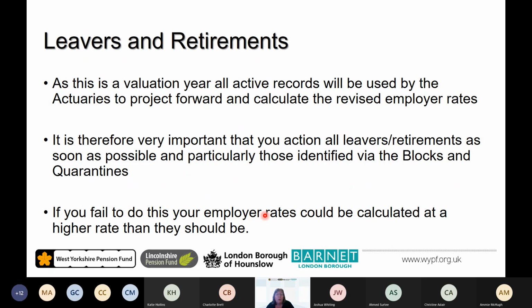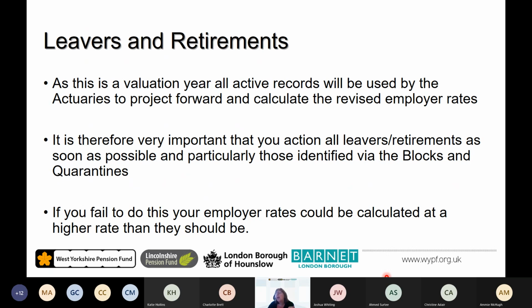So hopefully you will have already submitted your March return, or you were about to. So anybody that has left during March or is leaving today, please do their leavers or retirement notifications as soon as you can next week, so that we can get them all sorted. If you don't do that, then the system will treat that individual record as still active.